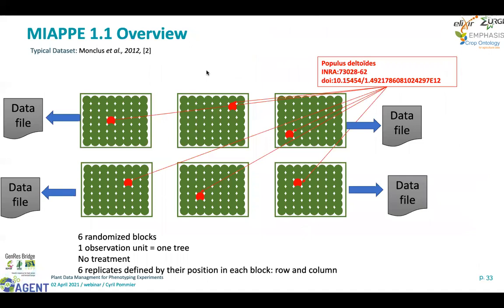As a consequence, we can simply consider that we've got, for Monclus, 6 fields, 6 groups of plants. Each group of plants corresponds to one data file. So those are randomized blocks. Each of those points is a single tree, a single thing under observation or observation unit, which has its biological material identification.